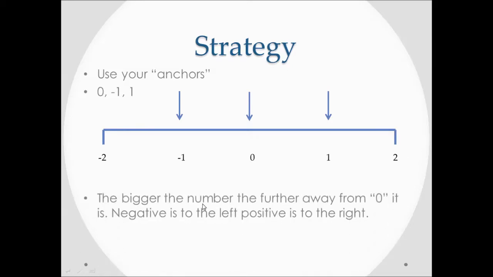What I want students to remember always is that the biggest number is further away from the 0. So in this case, for positive numbers, it's further away to the right. In the negative values, it's further away to the left. So the bigger the number, the further away it is from 0. All that they have to remember is that if it's got the negative, it is to the left of 0. If it's a positive integer, it is to the right.